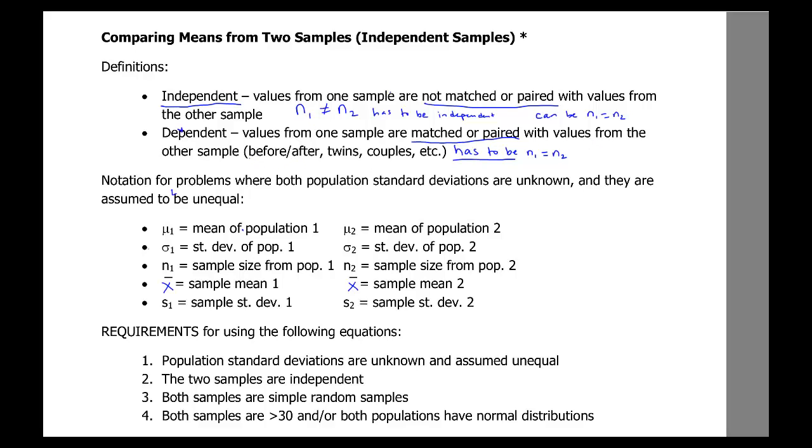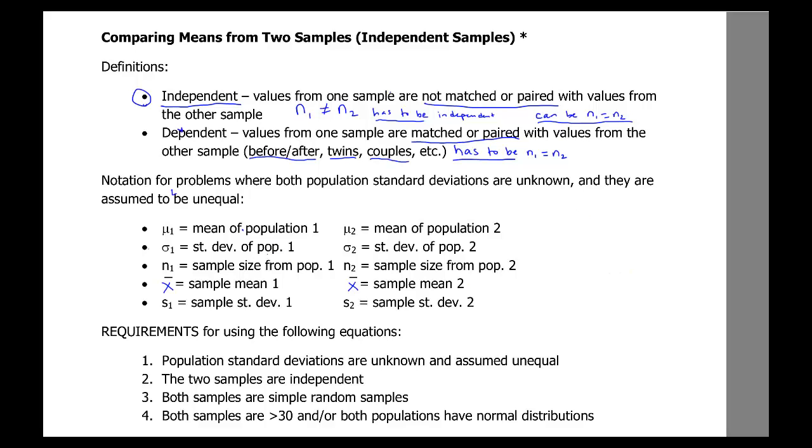You could do before or after, so maybe a pre-test and a post-test. You could have twins in a study where one of the twins is in one group and the other one is in another group. You could have couples being split into the two groups and they'd be a pair between the two groups. So again, this example is going to be looking at independent samples. If the two sample sizes are not equal to each other, it has to be independent, but independent can have the sample sizes be equal.